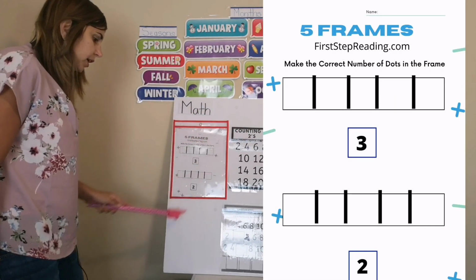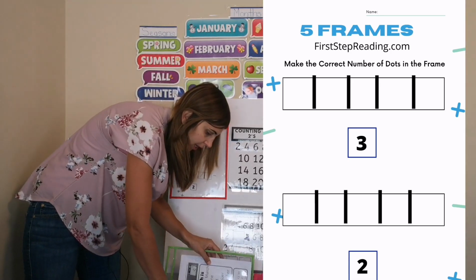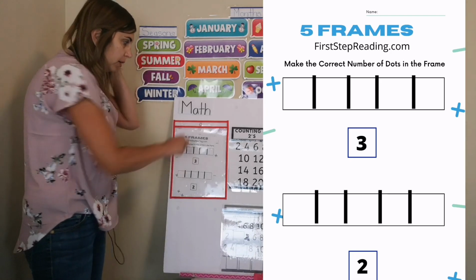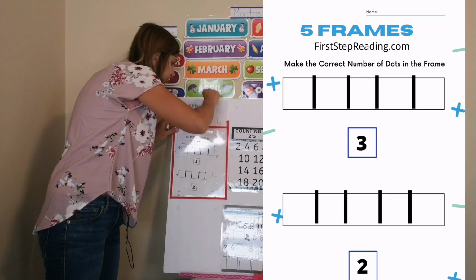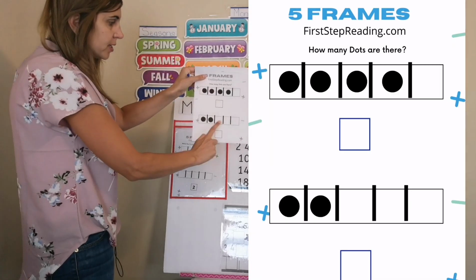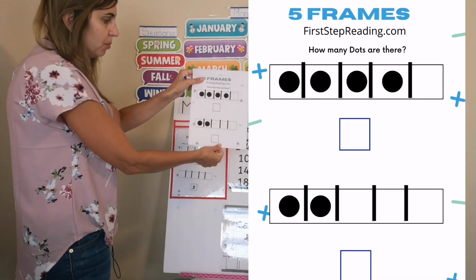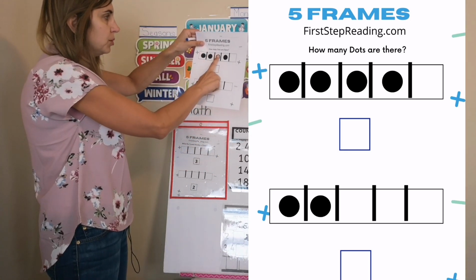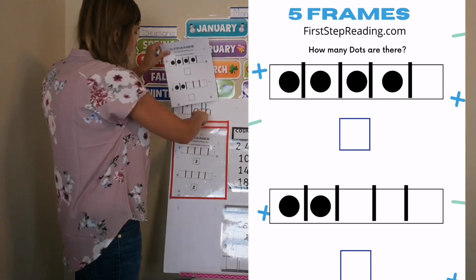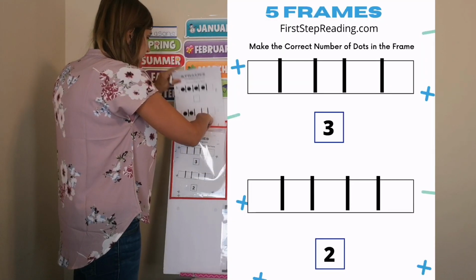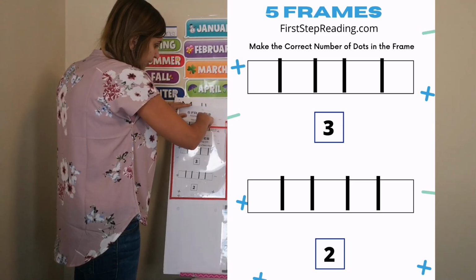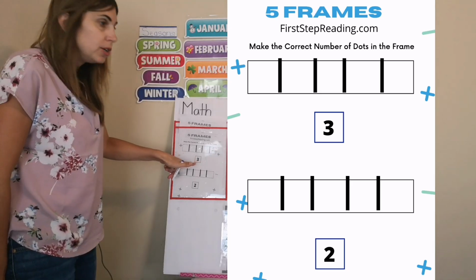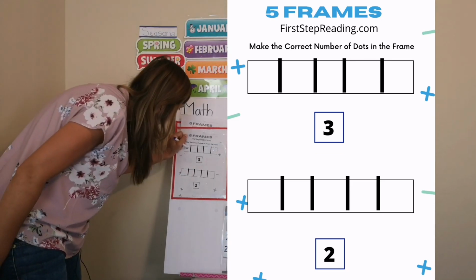Now today we're talking about 5 frames. Yesterday on Tuesday we talked about 5 frames where we had the dots and we had to count them and see how many. It's called 5 frames because there's 1, 2, 3, 4, 5 boxes, right? But today we're talking about 5 frames where there are no dots, just the number.